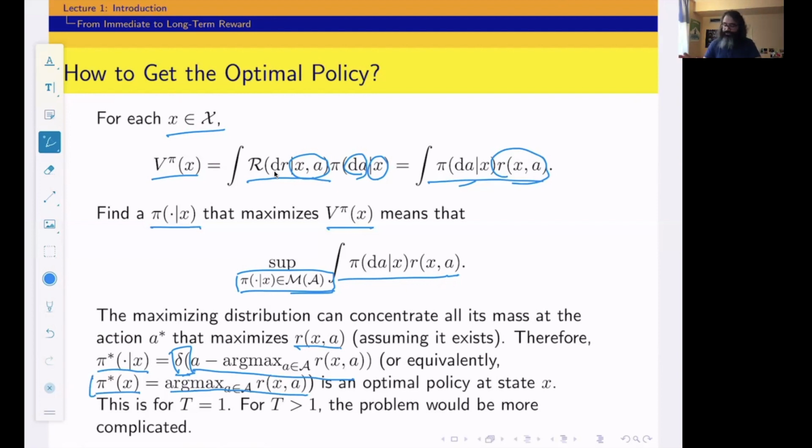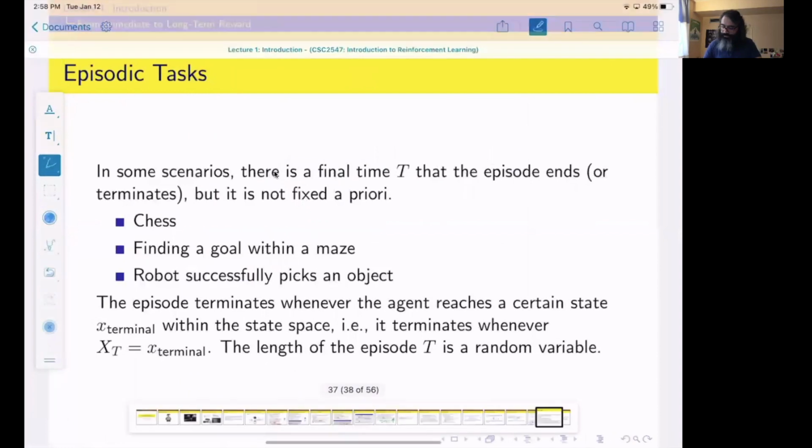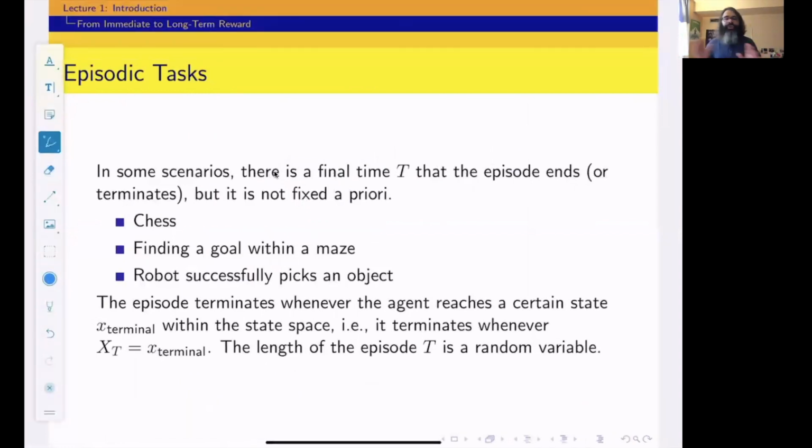So here we get the optimal policy given v of pi. Okay, so that was a finite horizon task. An episodic task is the situation that I also described in the beginning, where the problem goes for t time steps, but we don't know what t is. There's a final t when the episode ends. So the episode always ends, but it's not fixed a priori.